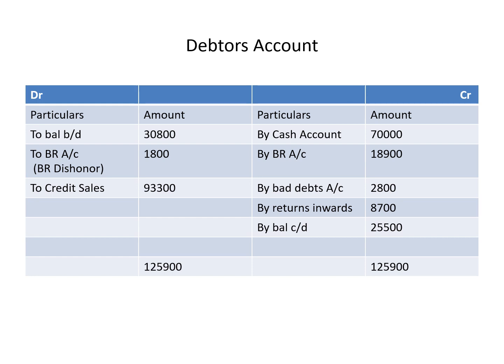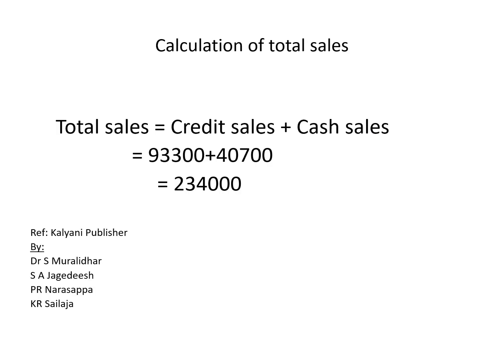When we total the entries, credit side is 1,25,900. Take the same amount towards debit side, minus 30,800 and 1,800 will be 93,300. So the balancing amount towards debit side is 93,300, which is credit sales. In the question it was asked to prepare total sales. So we have found out the credit sales as 93,300 and the question states cash sales was 40,700. When we add credit sales with cash sales, 93,300 plus 40,700 will be 1,34,000, the total sales.